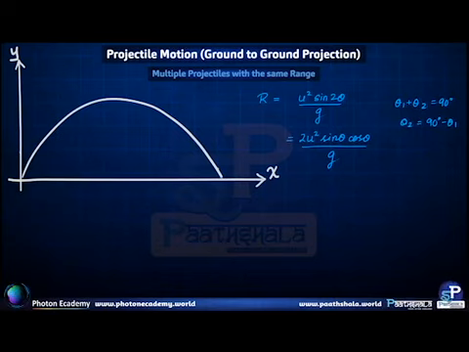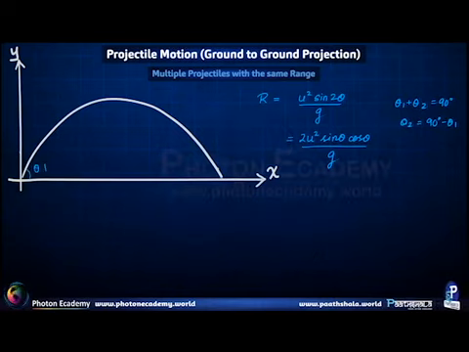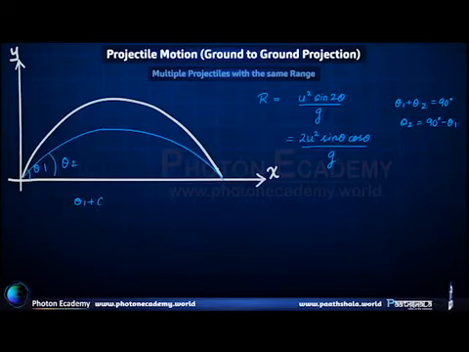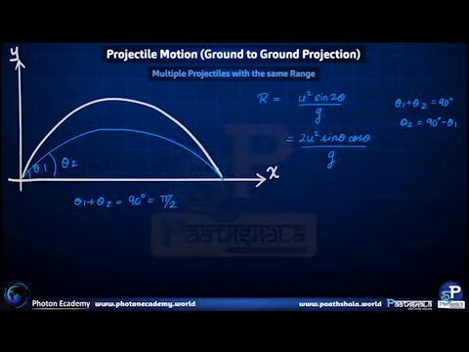So let's say this is angle theta 1, and let's say there is another angle theta 2 which is complementary to theta 1. So what I mean is theta 1 plus theta 2 happens to be equal to 90 degree, which is nothing but pi by 2 radians. In this case, for both the angles theta 1 and theta 2, since sin theta and cos theta are being interchanged, the range is going to remain the same. So these are the complementary angles for which the range remains the same.